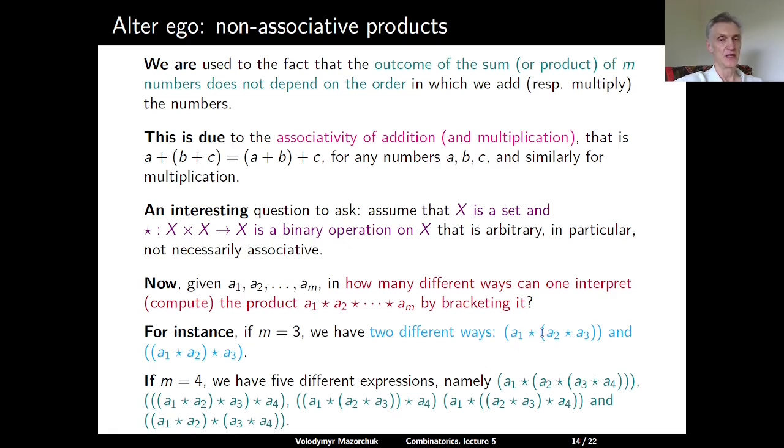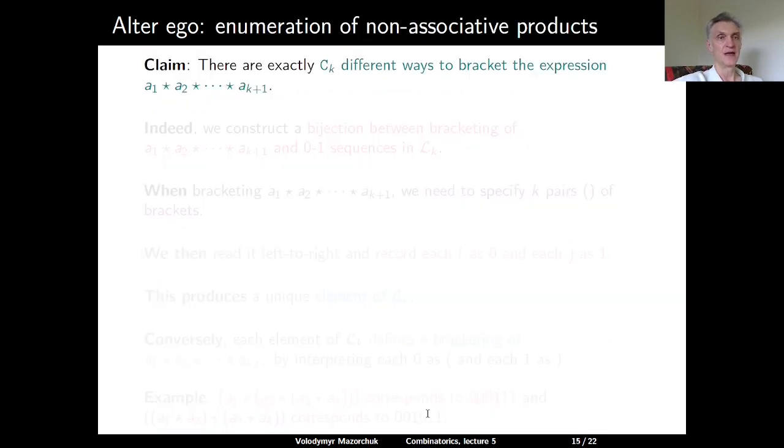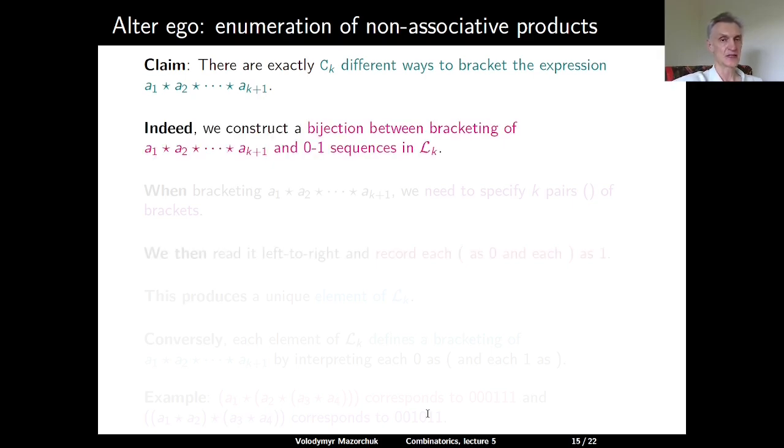So as we see, for m equal to 3 we have 2 things, for m equal to 4 we have 5 things. Those are exactly 2 numbers appearing in the Catalan sequence. So the claim: there are exactly c sub k different ways to bracket the expression a1 star a2 and so on star a k plus 1. Indeed, let us construct a bijection between bracketings of such an expression and 0,1 sequences in L sub k, so light 0,1 sequences.